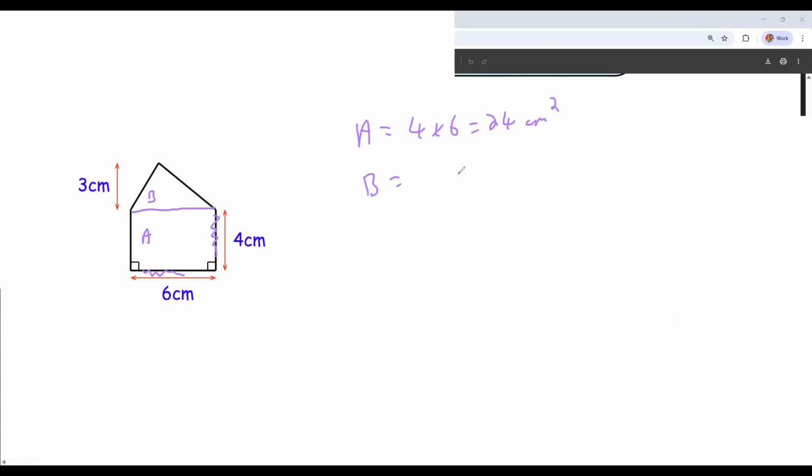I don't like to use that formula. I prefer to say base times by height divided by 2. Up to you though. Anyway, base we can see is this length here, which is equal to this 6. So I've got 6 times by the height. We can see the height is 3.